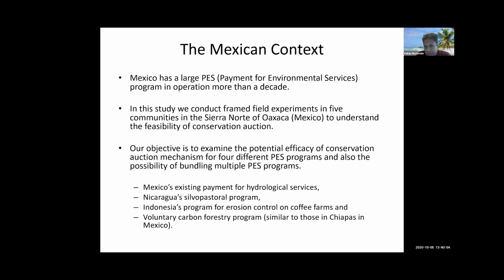You cannot cut the trees on those lands, cannot do pasture or grazing, and so on and so forth. So we will try to see if the auction mechanism can be applied to that existing program, which is now a give it or take it program. And then several other programs.